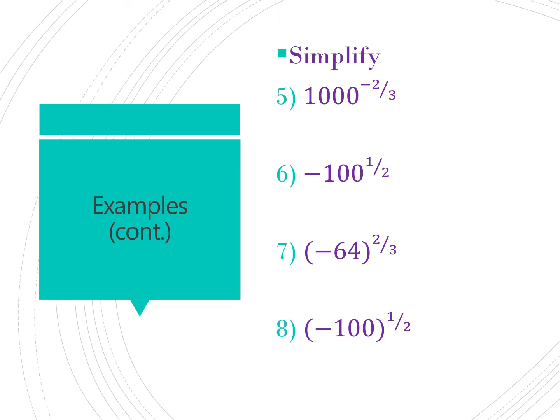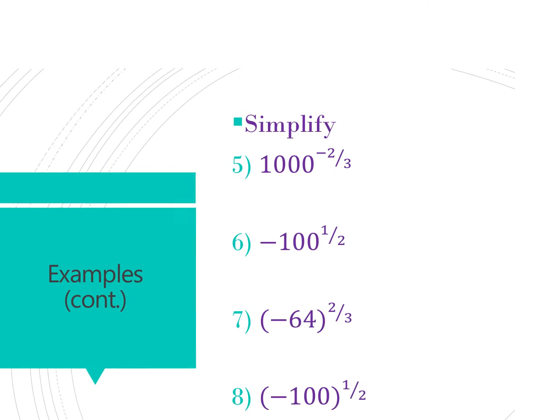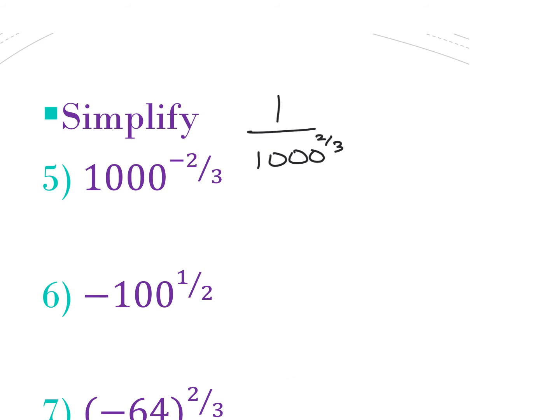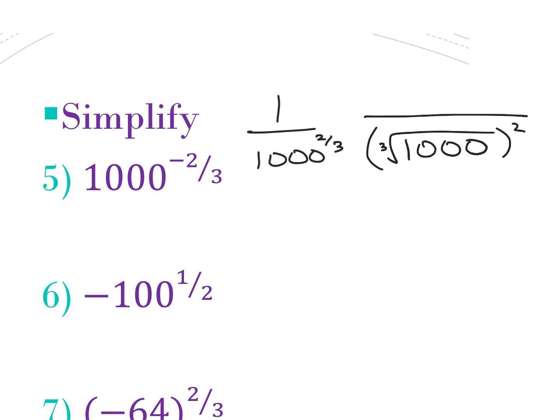Let's try the next group of examples. So again, negative power doesn't make anything negative. It makes it a fraction. So we're going to pull it underneath the 1. So 1,000, now it's raised to the positive 2/3. And now I'll apply that rational exponent. The 3 is the root, and the 2 becomes the power. And it's still all underneath the 1.